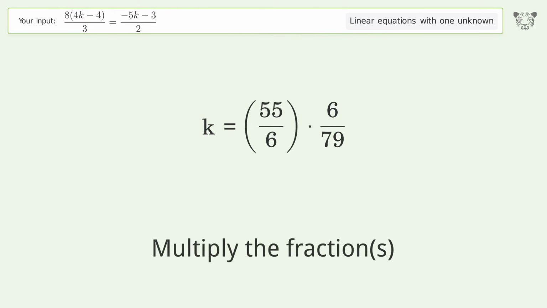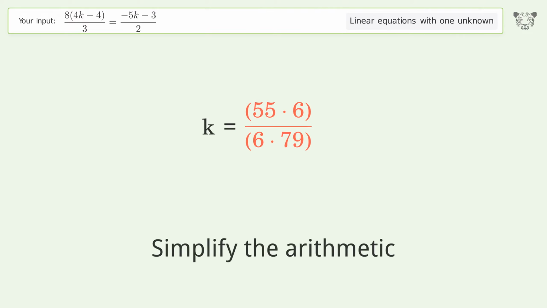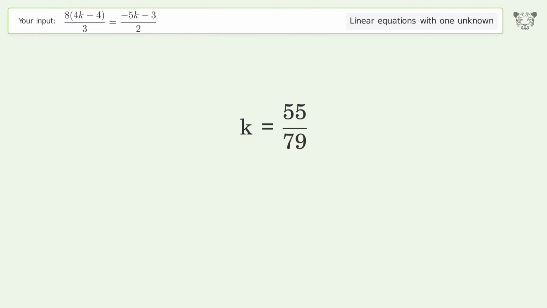Multiply the fractions. Simplify the arithmetic. And so the final result is k equals 55 over 79.